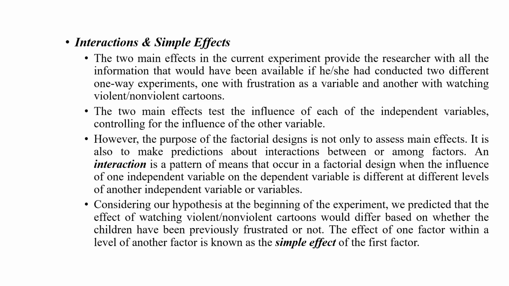So, the two main effects will, as I said, test the influence of each of the independent variables, but in factorial designs we measure the interaction as well. What is an interaction? An interaction is a pattern of means that occurs in a factorial design when the influence of one independent variable on the dependent variable is different for the different levels. So, watching a violent video game affects the frustrated and non-frustrated child differently.